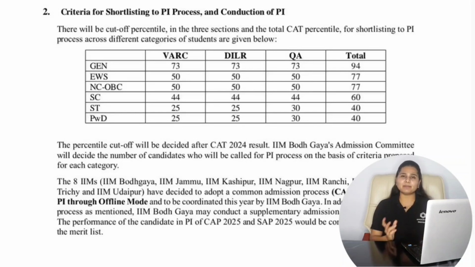If we consider the minimum CAT percentile required for the IIM CAP 2025 category wise, for the general category it is 73 percentile in all the 3 sections and 94 percentile overall. For EWS and NC-OBC, it is 50 percentile in all the 3 sections and 77 percentile overall. For the SC category, it is 44 percentile in all the 3 sections and 60 percentile overall. For ST and PWD, it is 25 percentile in VARC and DILR, 30 percentile in quantitative ability, and 40 percentile overall. On the basis of this minimum CAT percentile, you will receive calls from these 8 IIMs in the IIM CAP 2025 admission process.